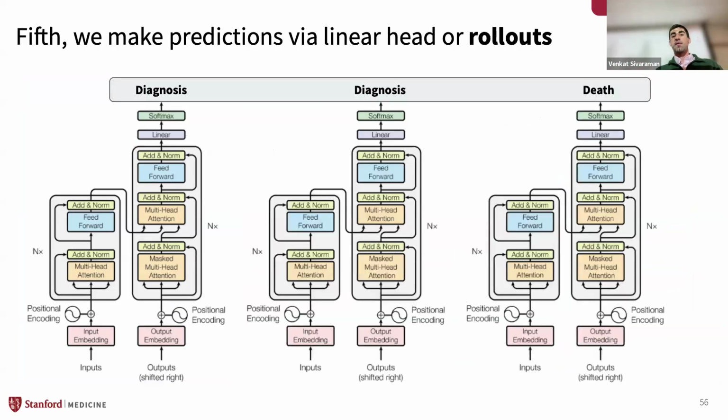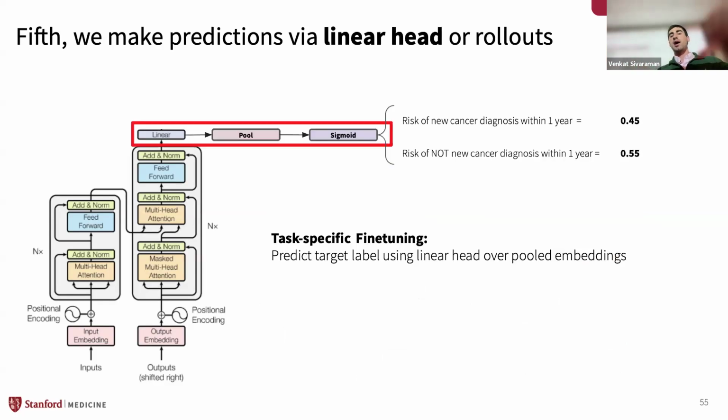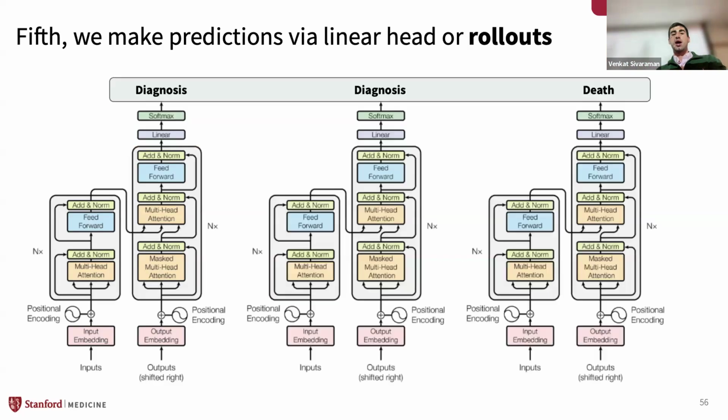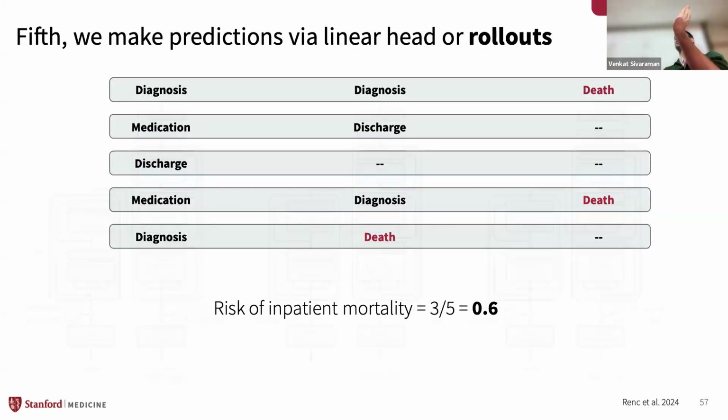The other way to do it, which I think is less explored in EHR world, is to actually roll out future patient trajectories. So here, instead of just running the model, adding a linear head, and fine tuning it for this specific task, I'm just going to run my model forward and see what codes it generates. I'm going to do this a bunch of times. And then I'm going to say their risk of mortality is however many timelines end in death before a discharge event occurs. I've seen just one paper do this, called Ethos, earlier this year. I thought that was cool because that doesn't require any task-specific fine-tuning.